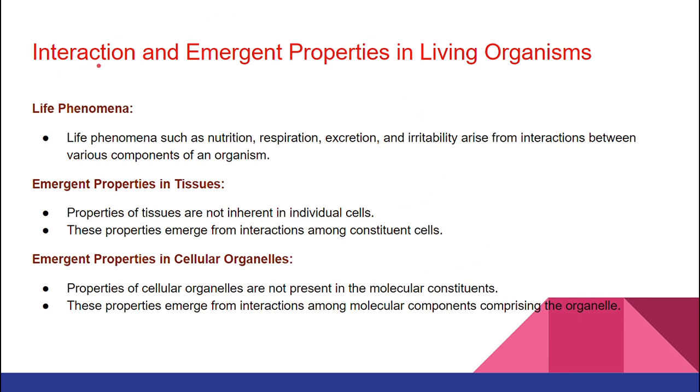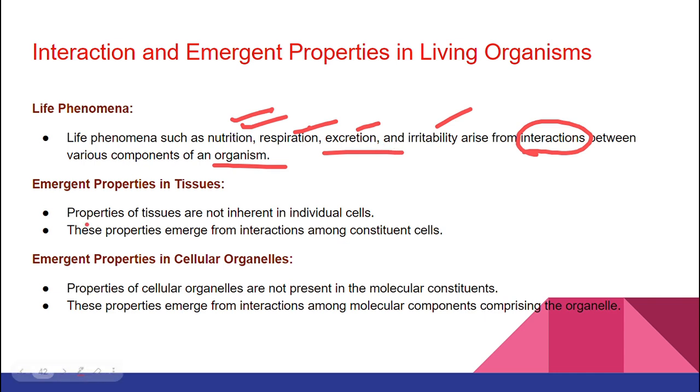Now the last paragraph in this topic is interaction and emergent properties in the living organism. Life phenomena such as nutrition, respiration, excretion and irritability arise from the interaction between the various components of the organism. So whatever mechanism is going on in your body, it is always interactive. All the other mechanisms are interlinked with each other. If anything happens to any of the mechanisms, then the other mechanisms will be affected.